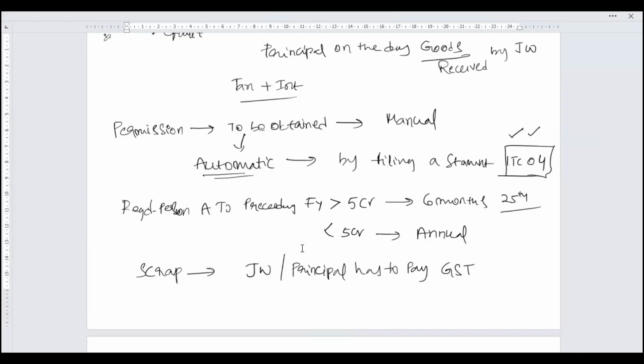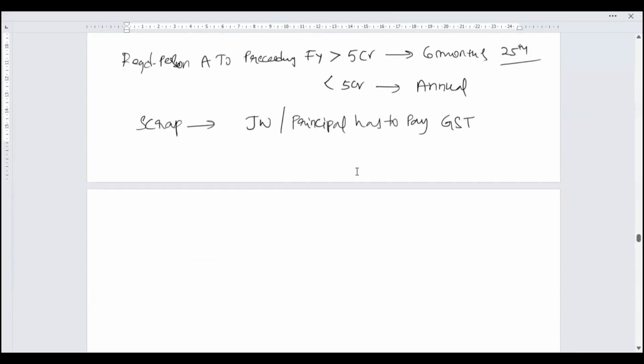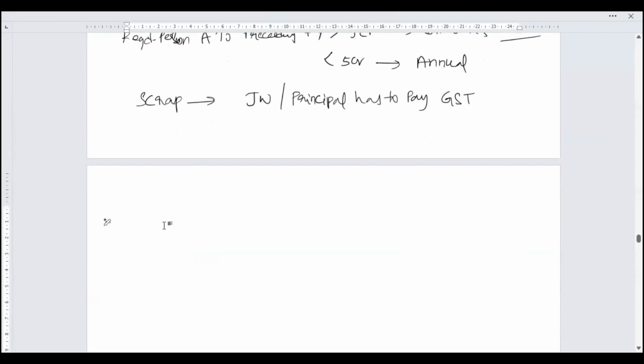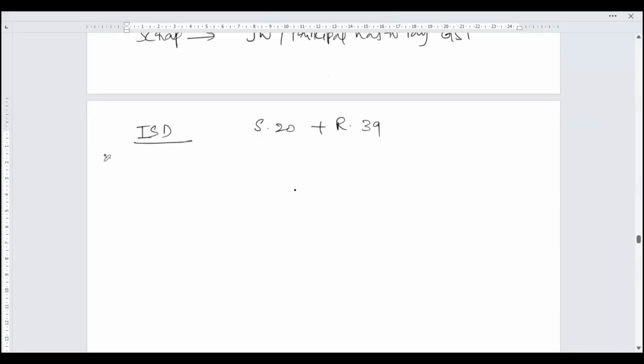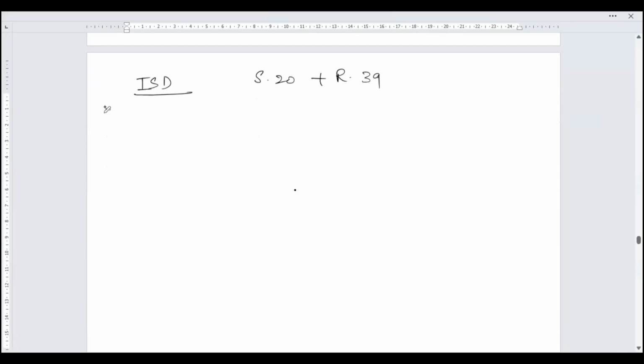We'll go further. Now, the last concept for the day: ISD, Input Service Distributor. Section 20, Rule 39 talks about the ISD concept. Very simple, not that complicated, but again, the way business goes on, this becomes complicated depending on the nature of business.